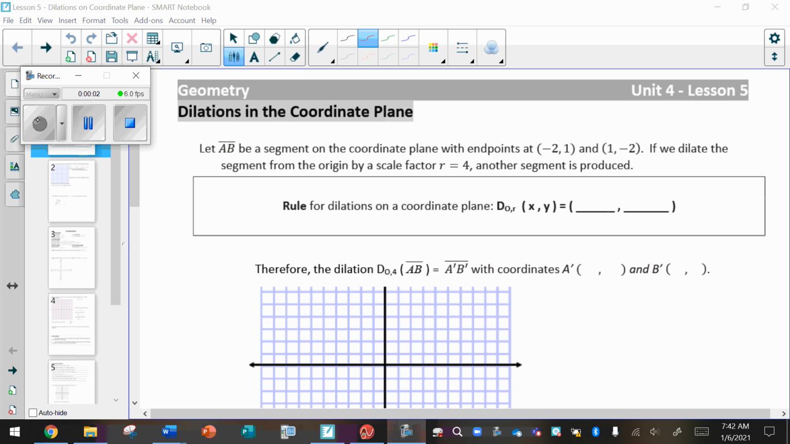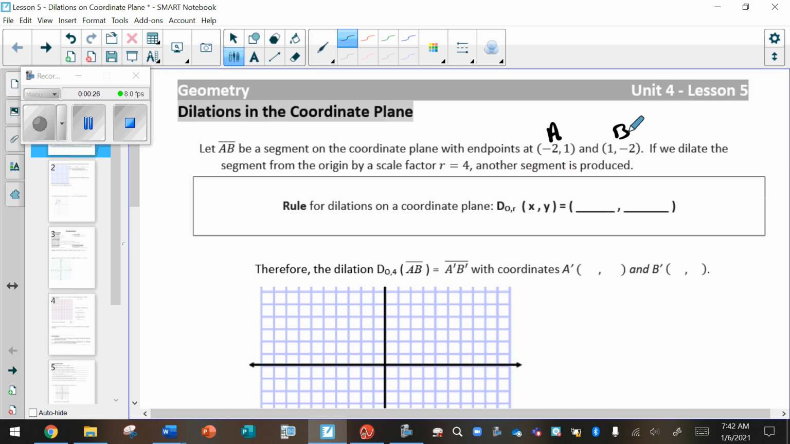All right, geometry gurus, let's talk about dilations in the coordinate plane. We did dilations using a compass and straight edge and construction techniques, so now we're going to do dilations on a graph. We're going to start off with segment AB on the coordinate plane with endpoints at (-2, 1), the coordinates for point A, and (1, -2), the coordinates for point B.